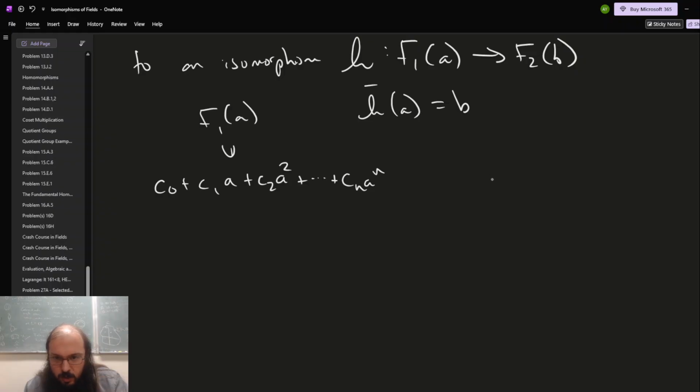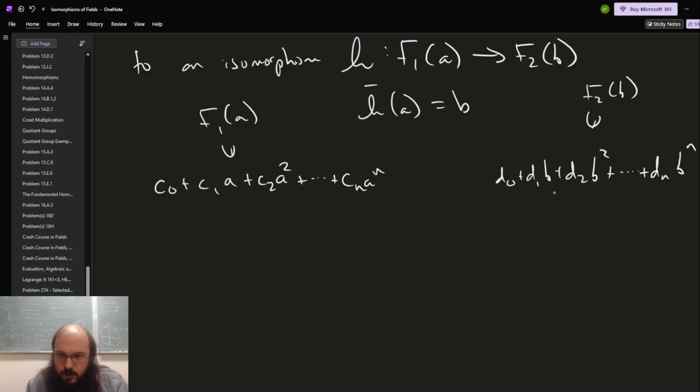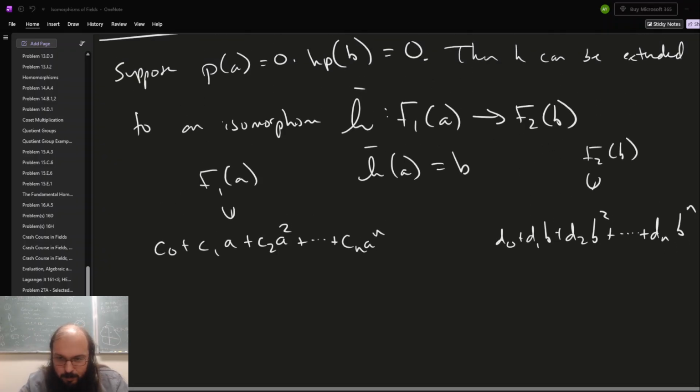Maybe I can squeeze this in over here, right? We could have a D0 plus D1B plus D2B squared and so on, DN BN, living in F2 of B. The D's all live in F2, they're powers of B. The degrees are the same, they're both N because I have an isomorphism, right? So they have the same degree.